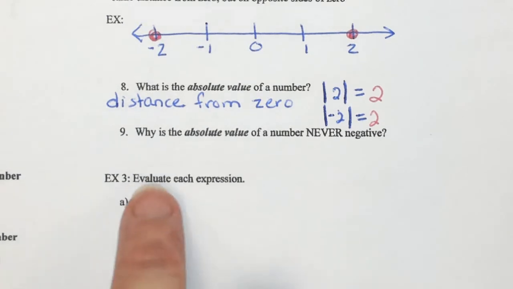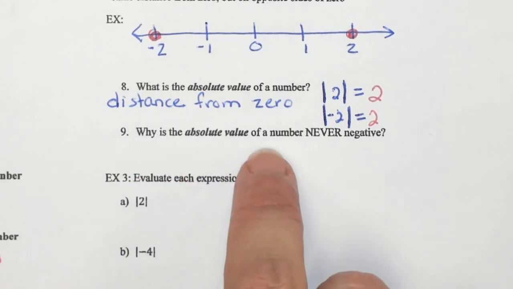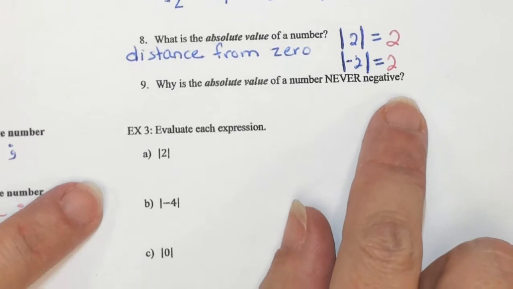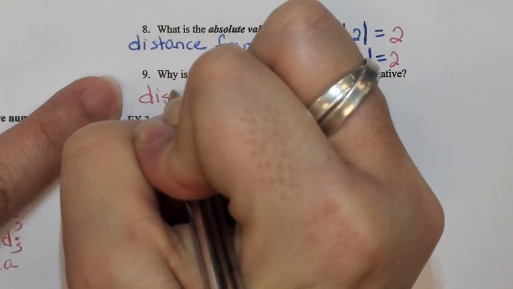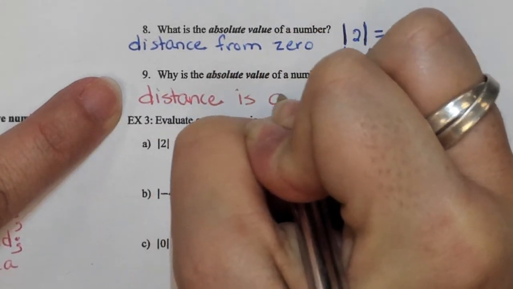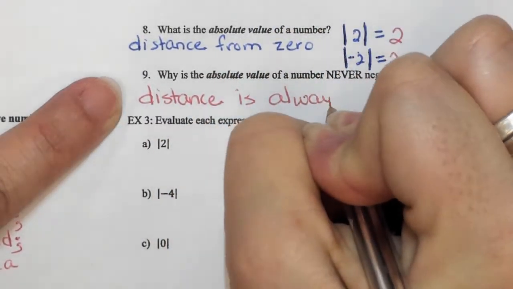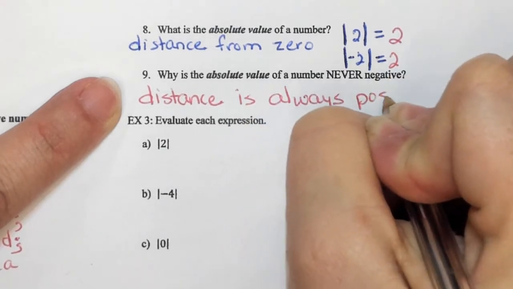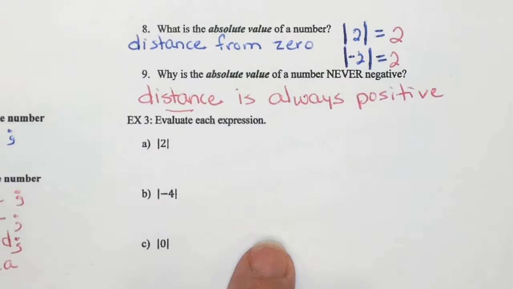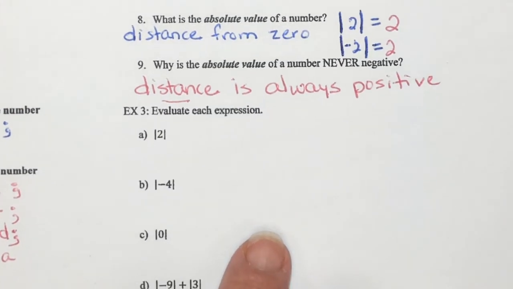Okay? Now, it asks, why is the absolute value of a number never negative? And the key word is distance, because distance is always positive. That's the key word there, distance. Anytime distance is related, it is always positive.